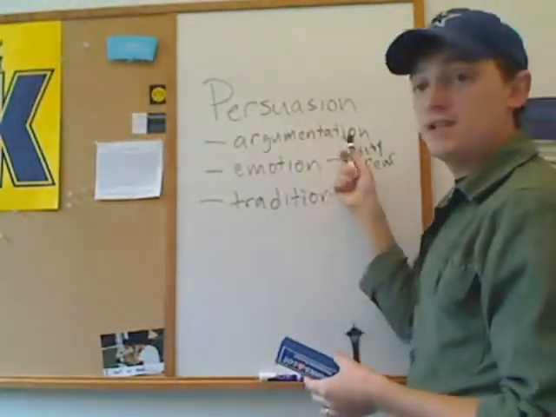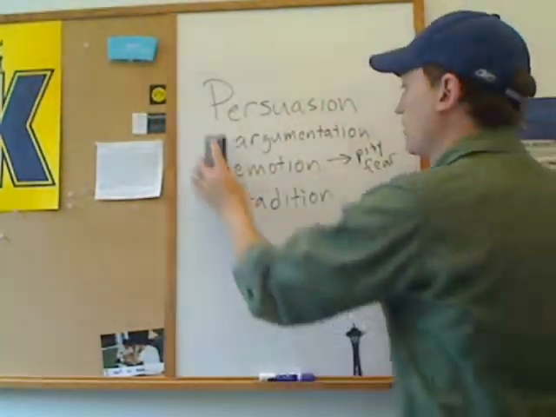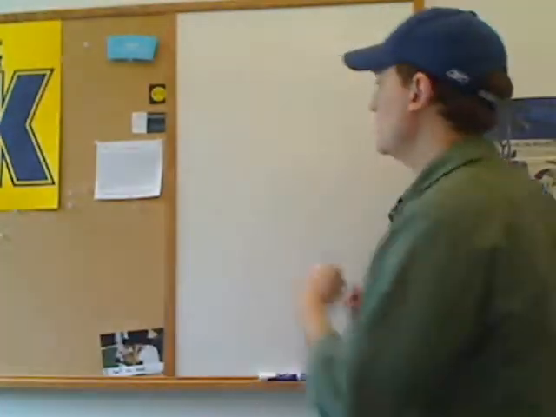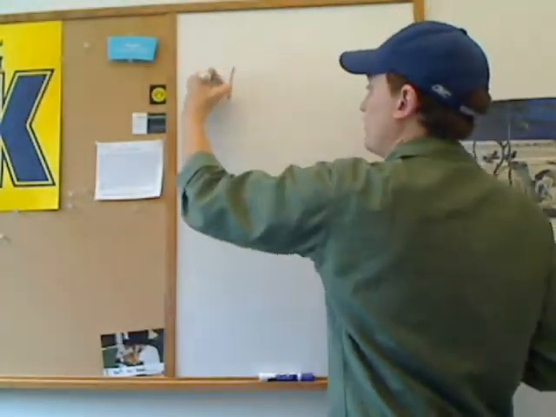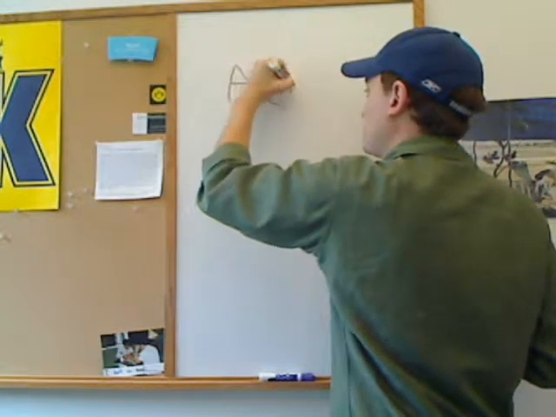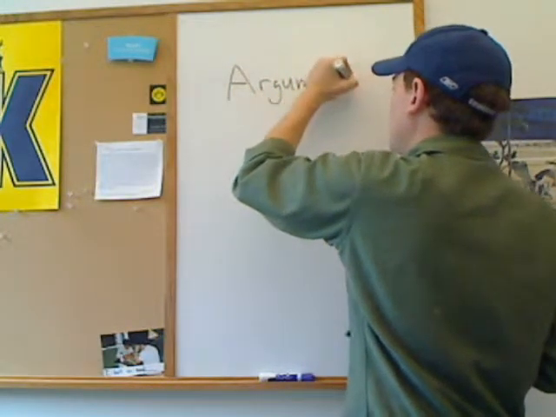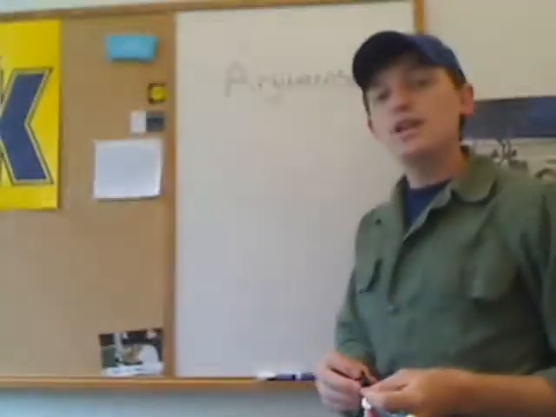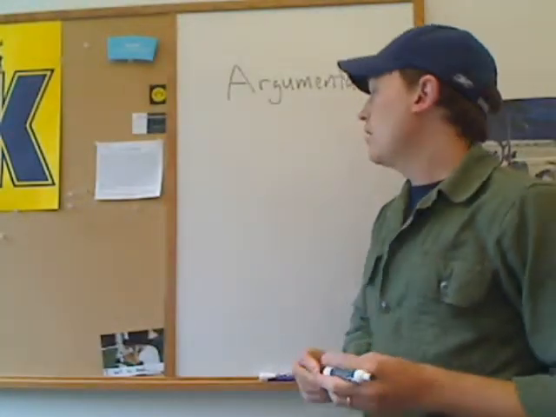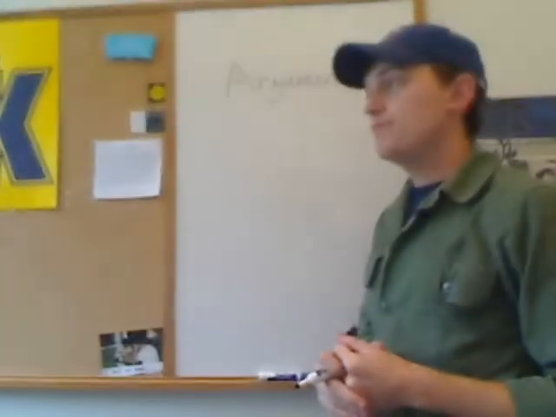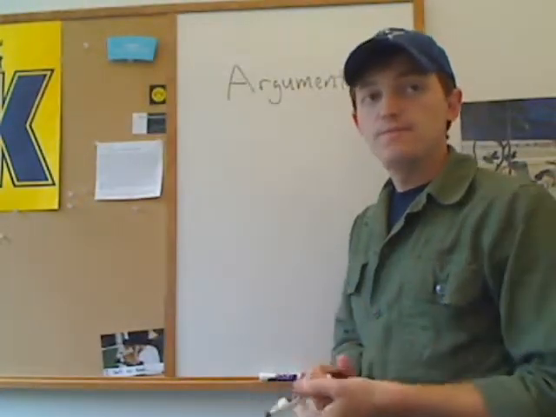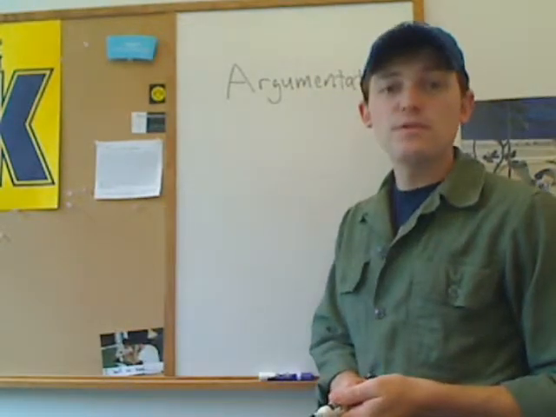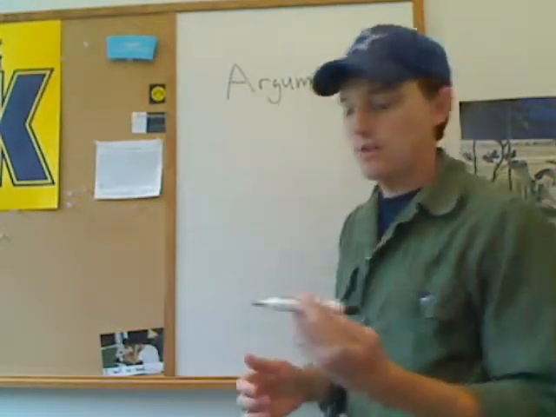So I'm going to take argumentation now and talk a little bit more about it. Argumentation is a type of persuasion. And here's how argumentation works. In argumentation, you make a statement. Then you make another statement that supports the first statement. Here's an example.